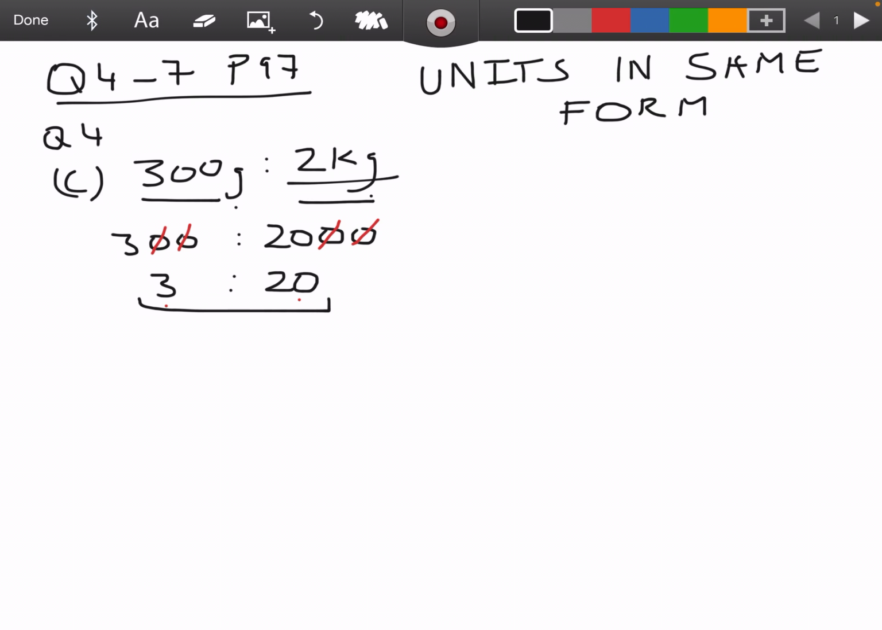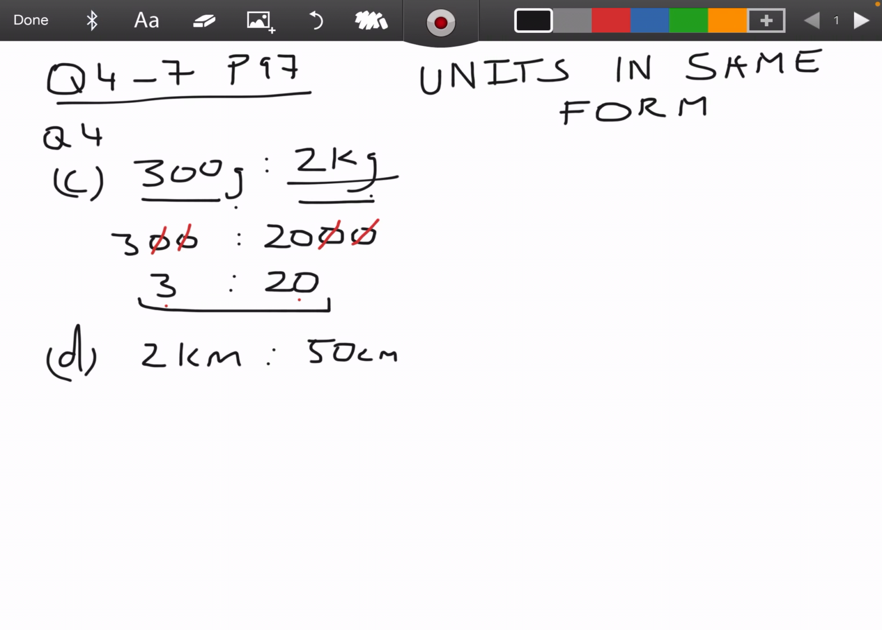So same idea for all the rest of them. They just have different values or different units we're talking about. Some are distance, some are time, and so on. So I'll do a couple more and hopefully they make sense. The next one is 2 kilometers as a ratio of 50 centimeters. So 2 kilometers is to 50 centimeters.